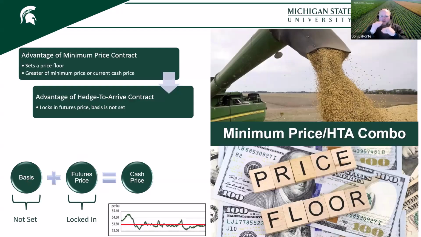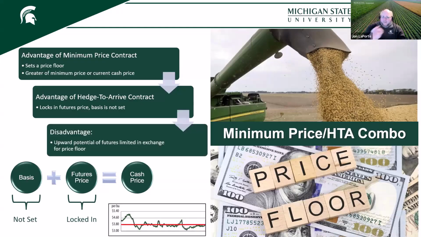But we're trying to give ourselves some protection in case of that pricing if basis goes a different direction on us. The disadvantage to these kinds of contracts is that your upward potential gets limited, because we're going to set a futures price. You're going to have it limited in terms of what that upward potential can be in exchange for that price floor. And that's where the variations on some of these contracts come in, because you're going to see some tweaks to what's getting set.